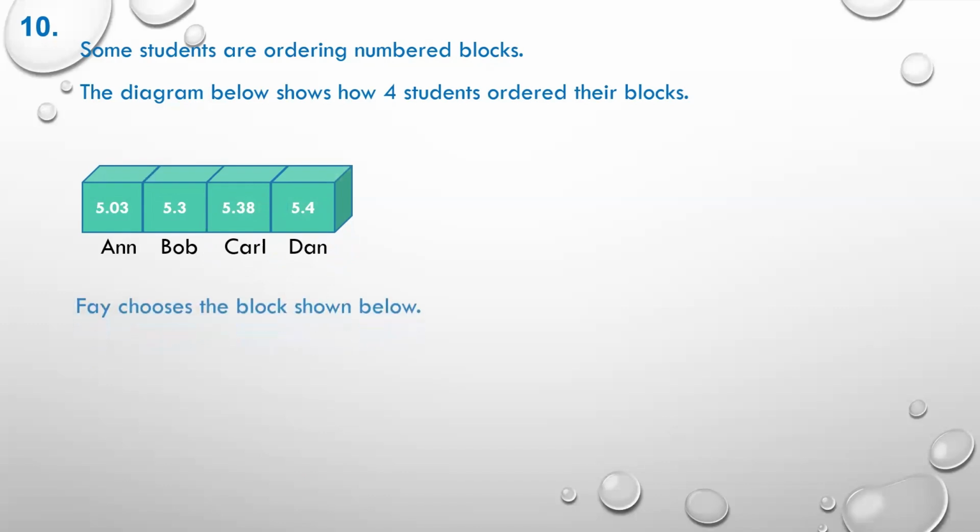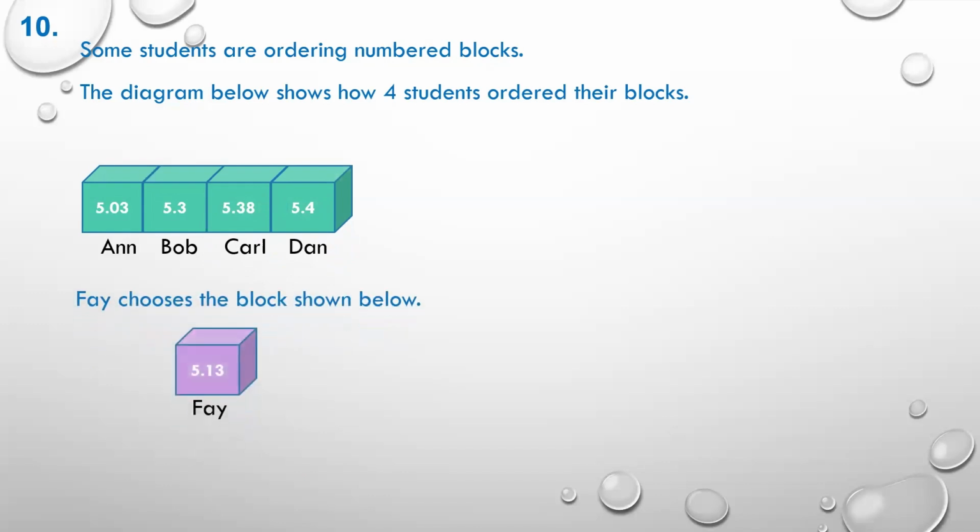Faye chooses the block shown below. And we'll bring it up in a different color so you can clearly see the difference. Faye chose 5.13. So the question is asking, between which two students' blocks should Faye place her block? So clearly it means if it's fitting between two blocks, it cannot be in front of Anne and it cannot be after Dan. It will either be between Anne and Bob, or between Bob and Carl, or between Carl and Dan. So we need to figure out where does it fit.